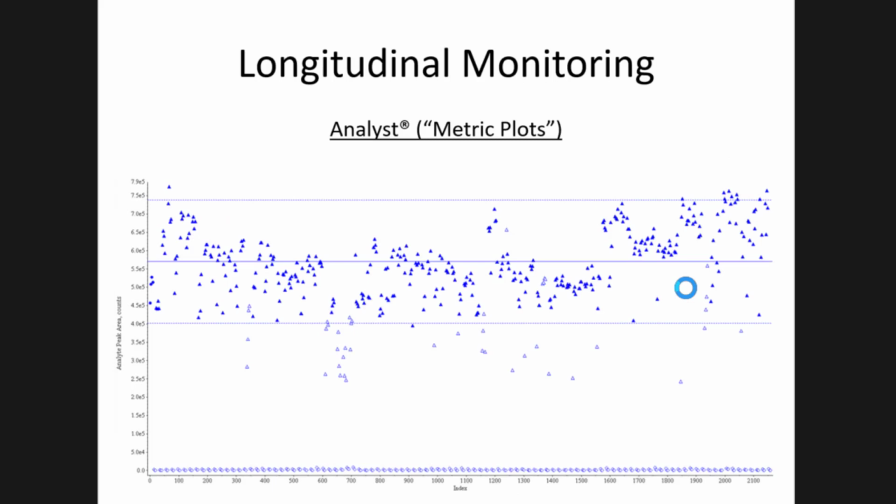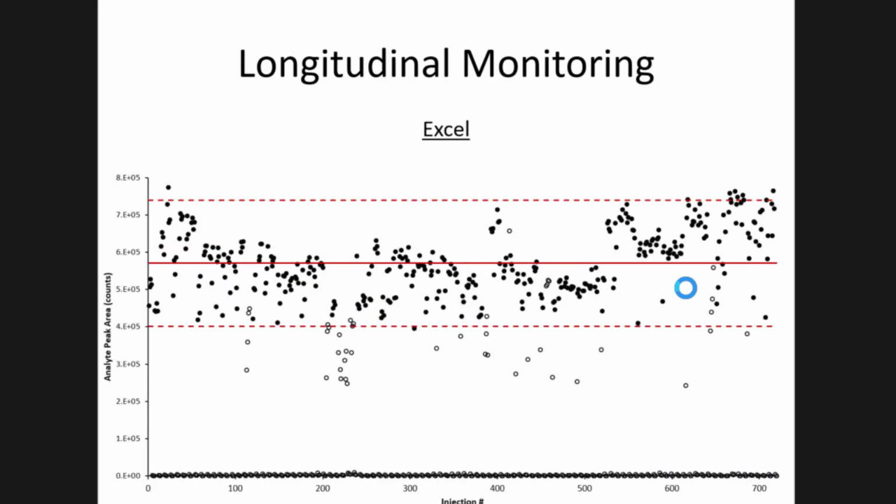So there are other ways you can look at it besides Skyline, and some of the vendors might have software that does that. This is a metrics plot out of Analyst, if you're using a SCIEX instrument, that's looking at peak area over number of injections. And so here you can define the average and then standard deviation or confidence intervals outside of which you would want to say, oh, something bad is happening. You can do the same thing in Excel. Again, a little more labor intensive, but it builds character, right?